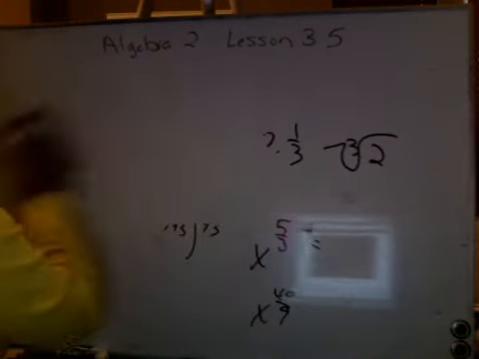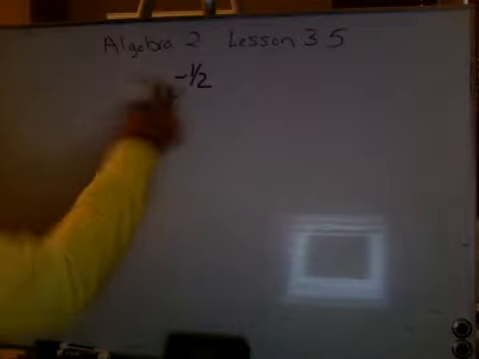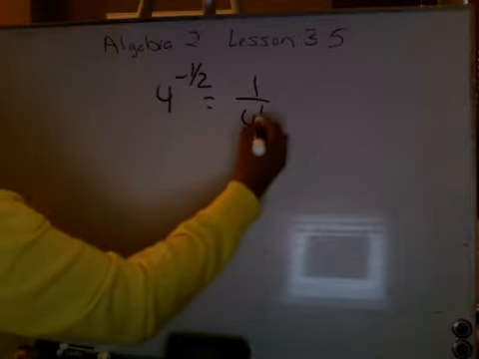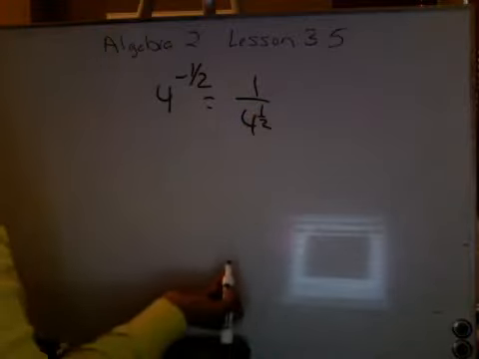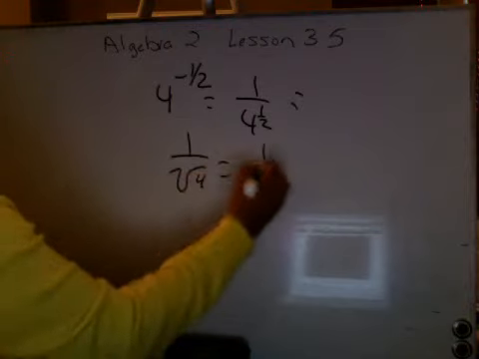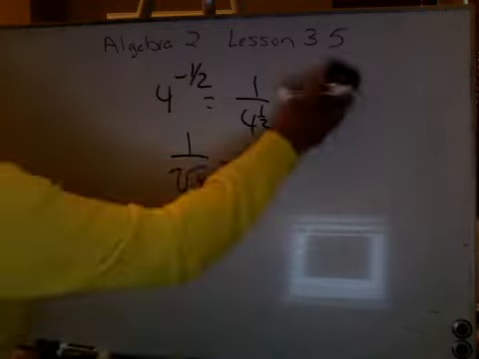Okay, how do we simplify? Again, you can't forget about your negatives. So you have 4 to the negative 1/2. Well, first thing, I want to get rid of this negative. So I'm going to change it to its reciprocal and say 4 to the 1/2, which is equal to 1 over the square root of 4, or 1 over 2, or 1/2 is my answer. So you just have to break it down in pieces.